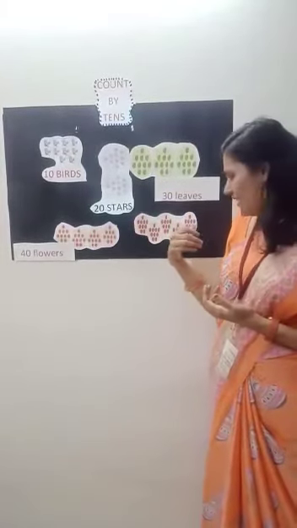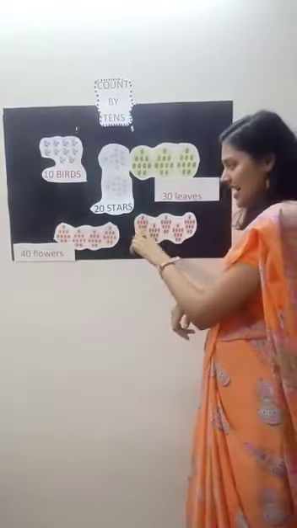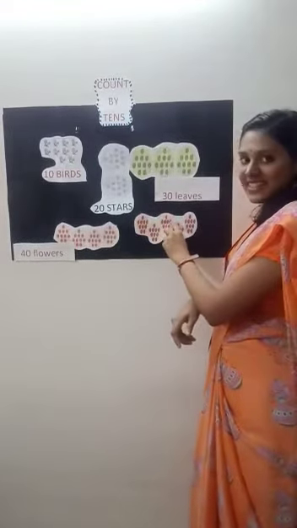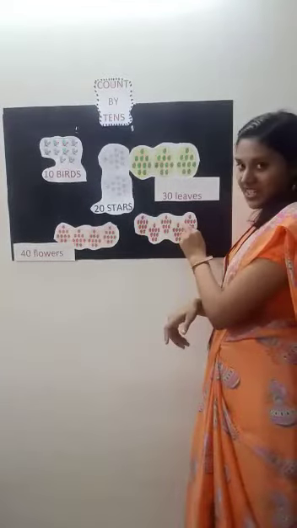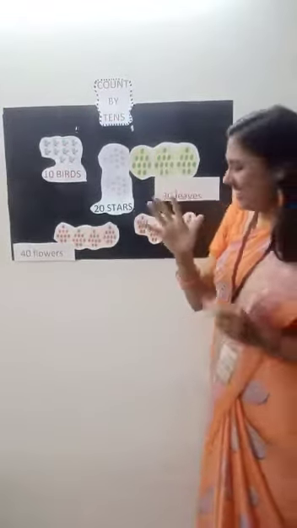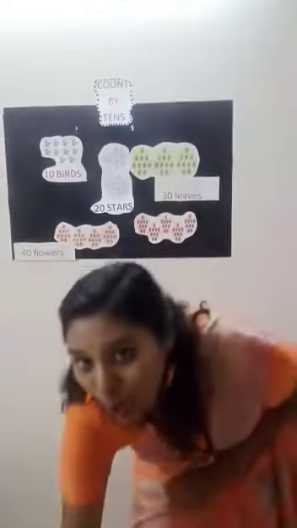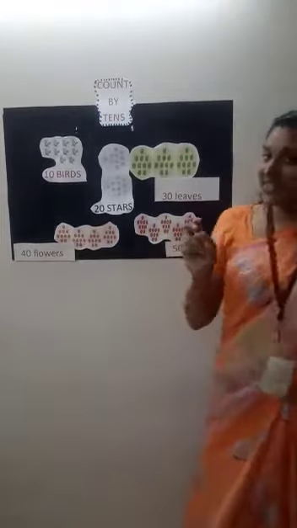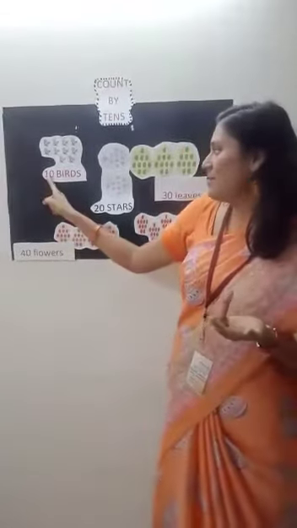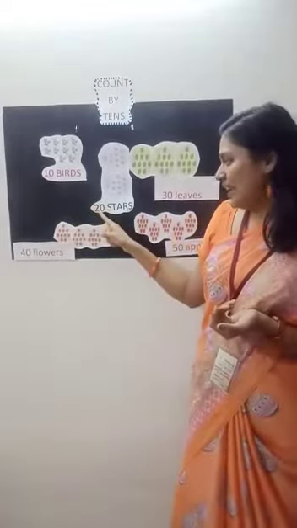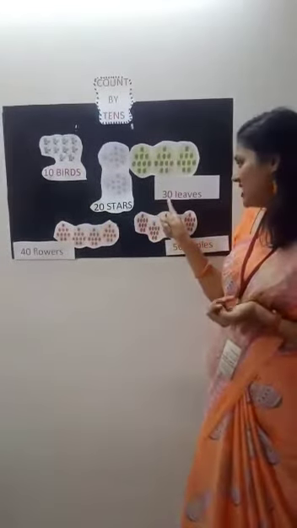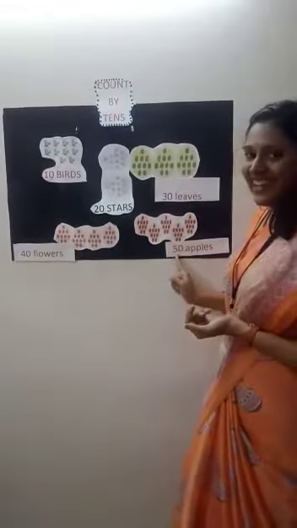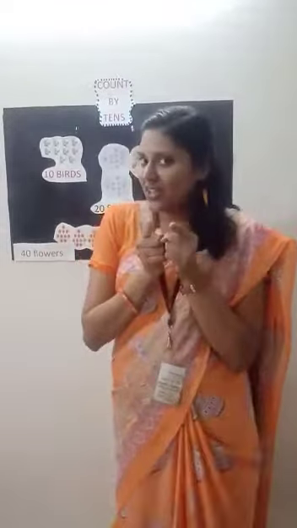Yummy, yummy. Apples. How many apples? 10, 20, 30, 40, 50. Very good. So, how many apples are there? 50 apples. Now, repeat after me again. 10, 20, 30, 40, 50. Very good.